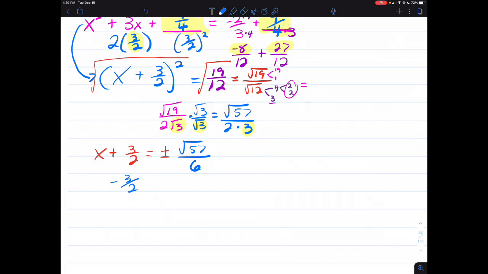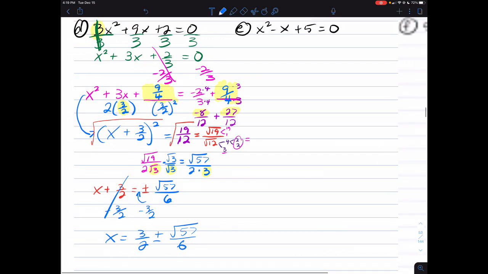Subtract 3/2 from both sides, and just slip that right in there. So x equals 3/2 plus or minus the square root of 57 over 6. Whew. That was an interesting one. I'm actually gonna look in my book real quick to make sure. Okay, E.